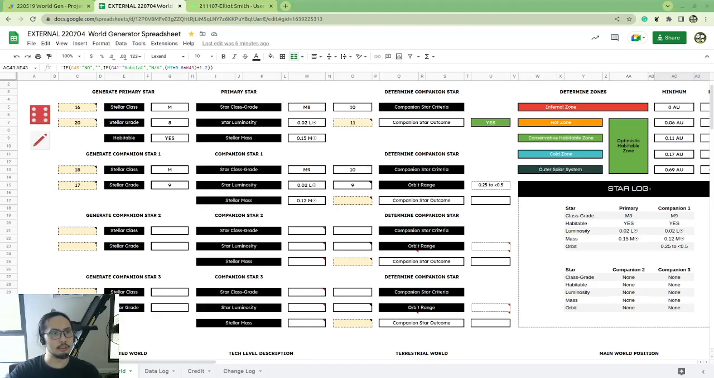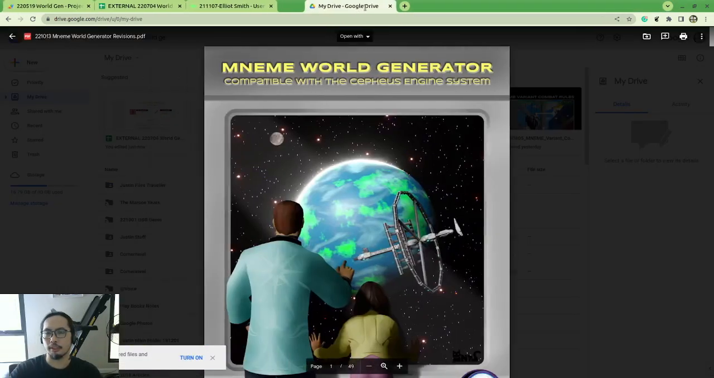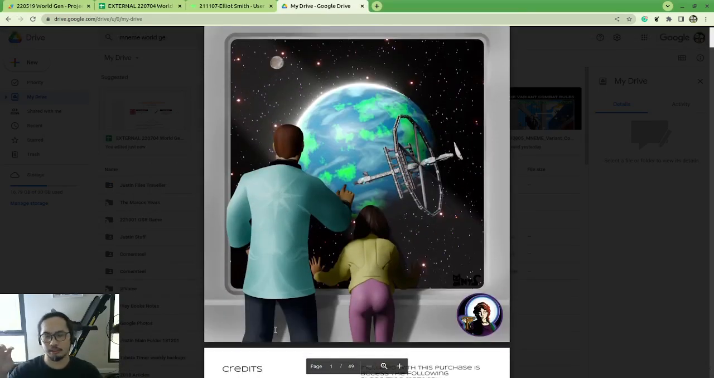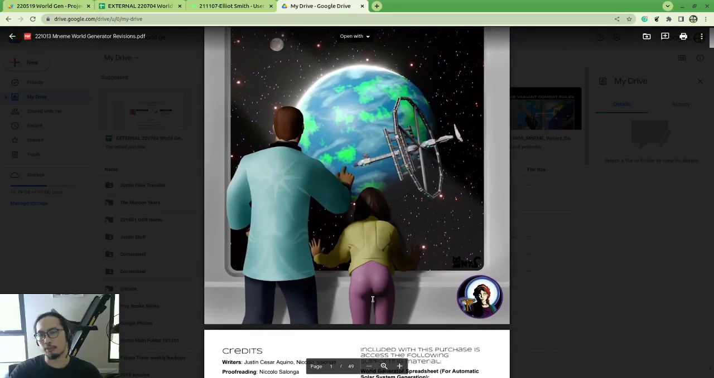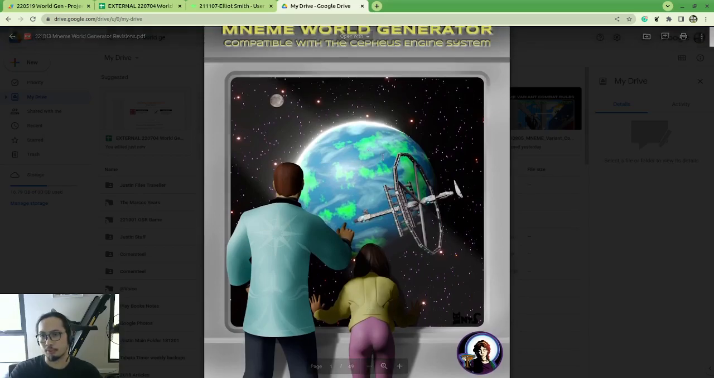Let me open the Mneme world generator. Okay, this is the revised one. We're missing a change log. You want it so that everything you change has a note, like changed on what date, even if it's a footnote. We made that mistake. And of course, maybe we're going to improve this world render later on.